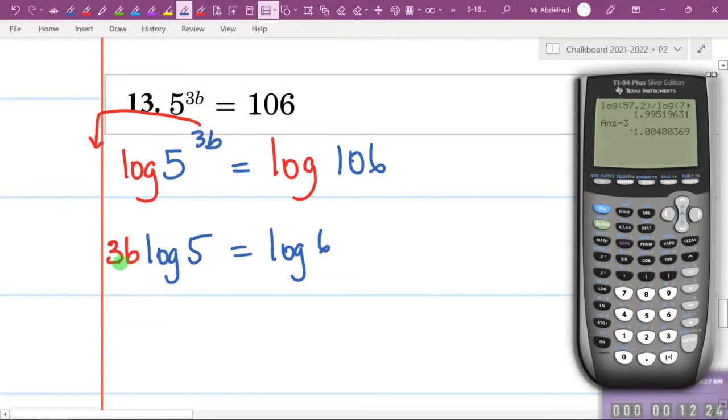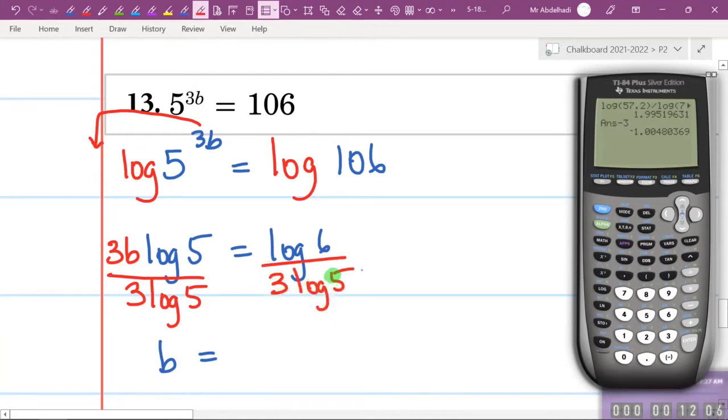And now my job is to get that b by itself. So I have to divide by actually 2 things here. I have to divide by log 5, but I also have to divide by that 3 there. So I'll divide by 3 log 5. That'll take care of both, and just the b will remain. So this side I'm divided by 3 log 5.